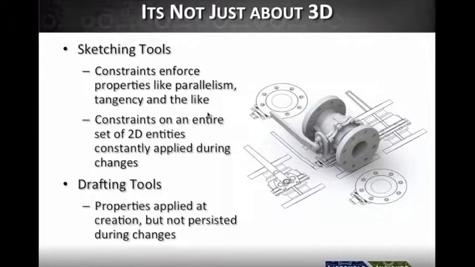Constraints are used to kind of control that 2D geometry. It might be parallelism, perpendicularism, concentricity, lots of controls like that. Drafting tools are very much like a direct modeling type of approach. You create the entities, and there might not be any constraints controlling exactly the behavior of that 2D geometry. So there is a parallel from the 3D world into the 2D world.